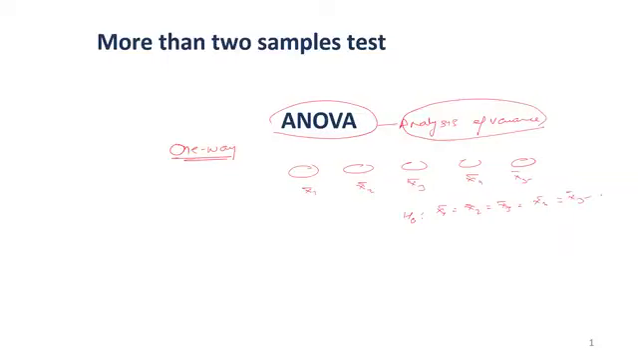If you're talking about five samples, then it will be five means; otherwise, it will be n number of samples. Your alternate hypothesis says that the means are not equal. It will not tell you which one is not equal and which ones are equal, but it will tell you that overall, the means are not all equal.